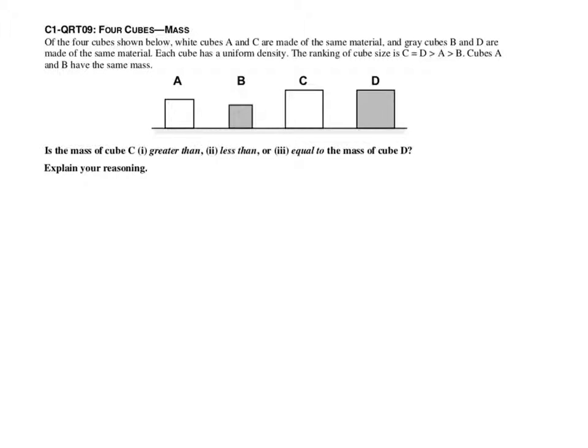The ranking of cube size is that C is the same as D, which are bigger than A, which are bigger than B. But A and B have the same mass. That's going to be important. And then we ask, not ranking, but is the mass of C greater than, less than, or equal to the mass of D?